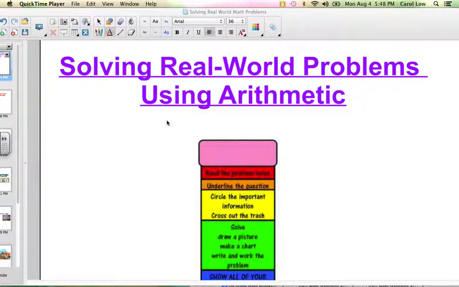Welcome! Tonight we are going to be looking at solving real-world problems using arithmetic. And for some of you that might be thinking, what is arithmetic? It's just a fancy word for math. So let's get started.